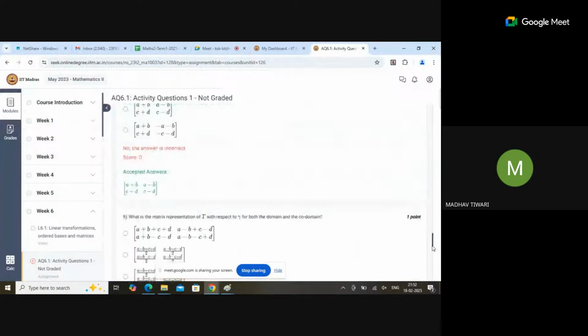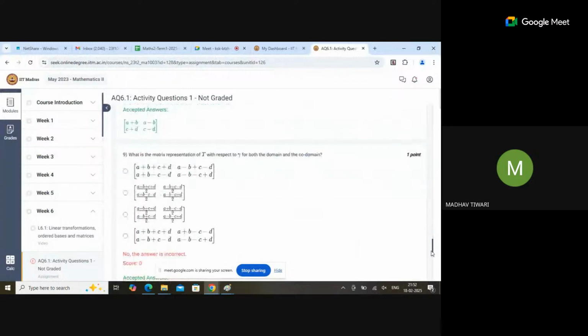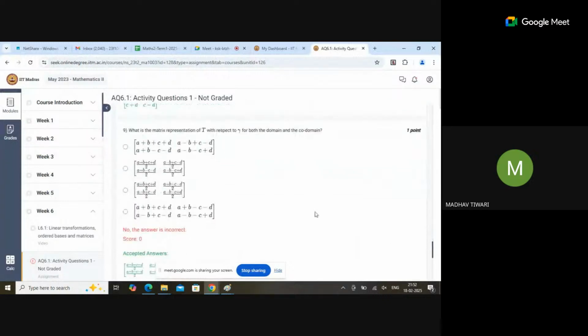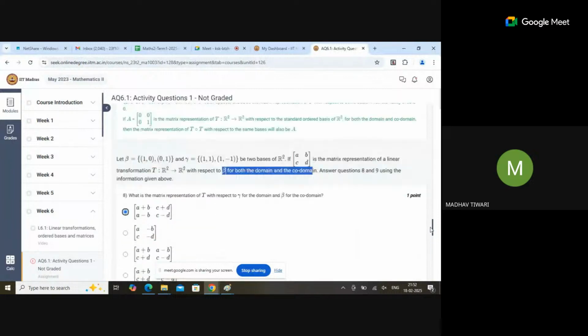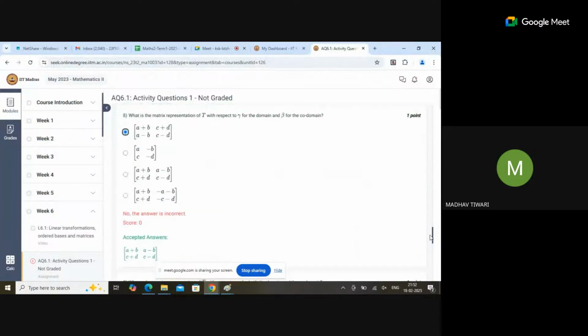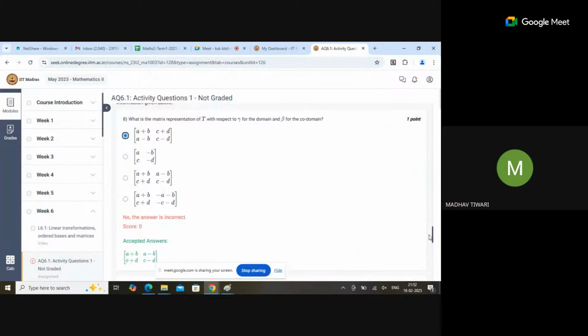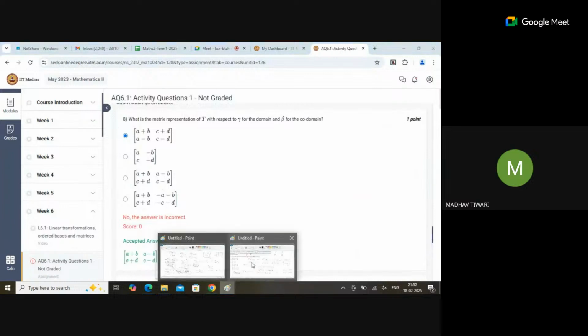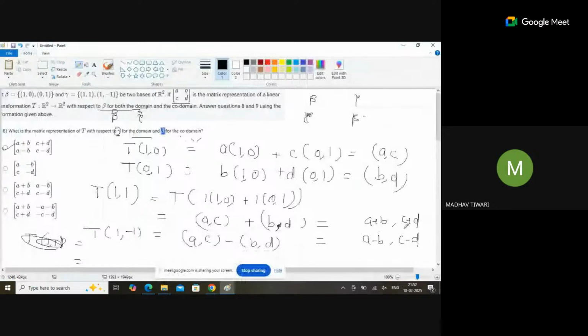So now let's move a little bit down. Here it is given. First option is correct, na? First is not correct. Let's check. C plus D. Okay, it should be transpose. I have to change the row to column. I forgot again. C plus D and A minus B, C minus D. Right, this one is correct. This is not.